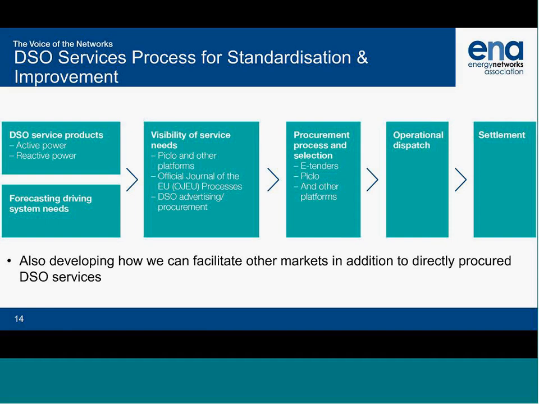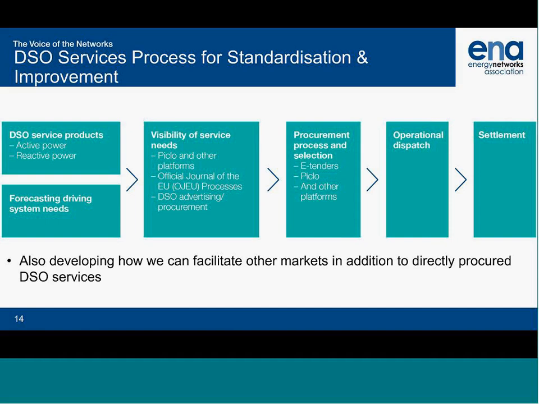So I've set out a left to right picture here of how DSO services progress. So identifying system needs and identifying the products on the left, and now making those service needs visible out to the market, going through the procurement process and selection before dispatch and settlement of those services. And that is a focus on services that we are procuring as DSO. So that is looking at direct services procured by DSOs out to the market.